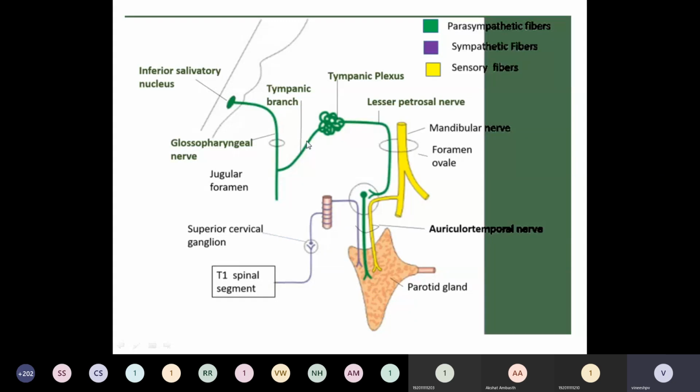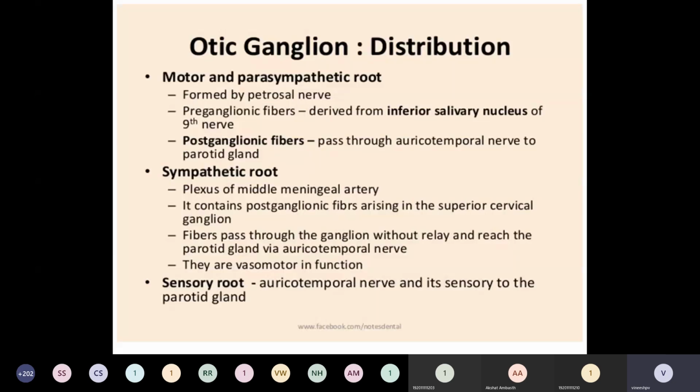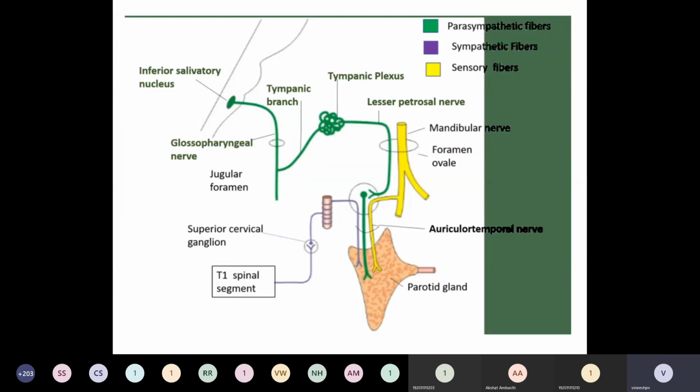Okay, this is parasympathetic. Another one is the sympathetic root. See, for any ganglion, if it is the submandibular ganglion, you are supposed to write the parasympathetic nerve supply for the submandibular gland. Okay, this is the otic ganglion which supplies the parotid gland. So for the parasympathetic or the motor root, you are supposed to write this pathway of the parotid gland.